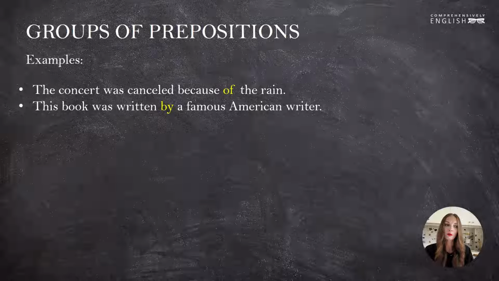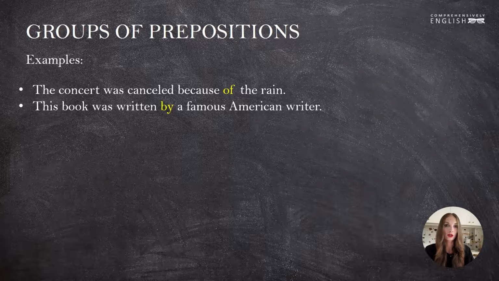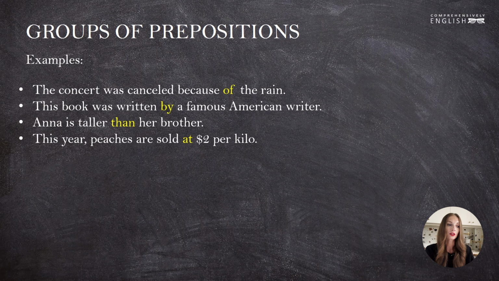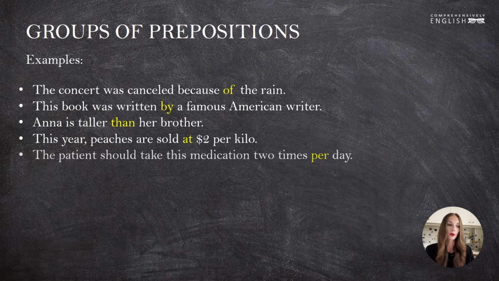This book was written by a famous American writer. The preposition by shows us the agent of action. Anna is taller than her brother. Than is a preposition and it expresses comparison. This year, peaches are sold at $2 per kilo. Here, at expresses price. The patient should take this medication 2 times per day. Per is a preposition of rate.